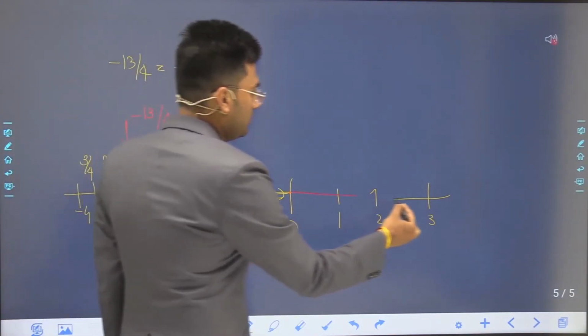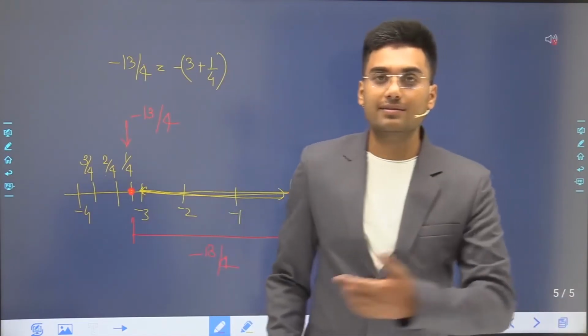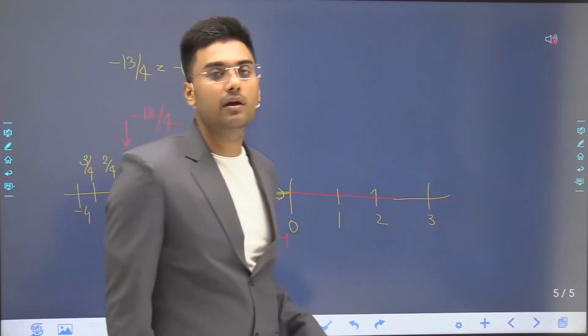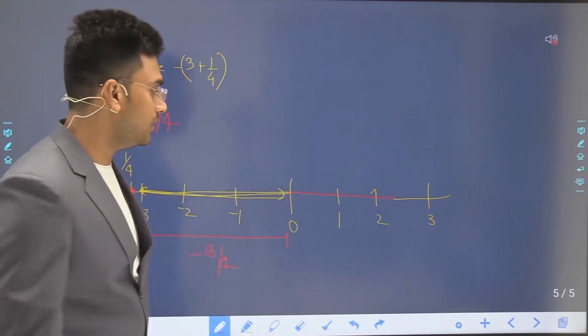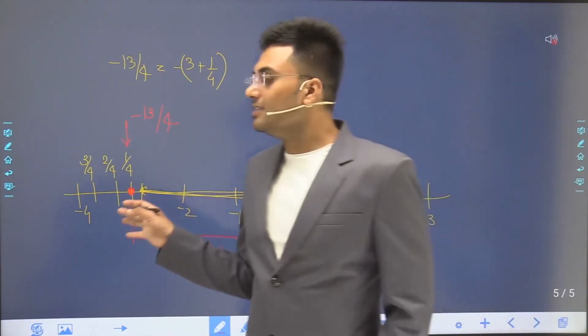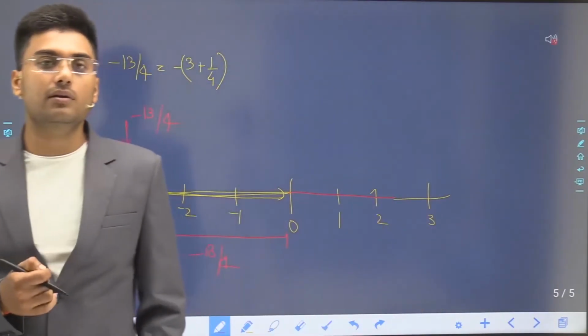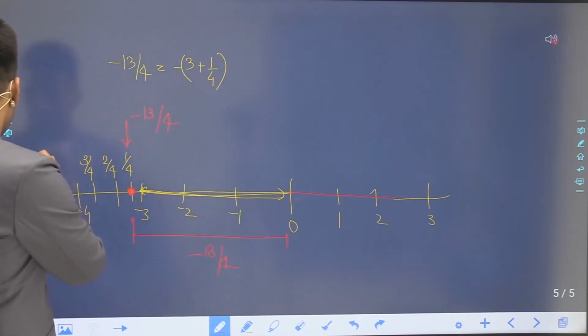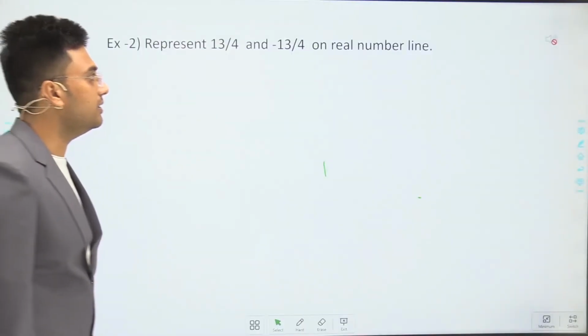Okay, so this is the representation of minus 13 by 4, and on the previous page we represented positive 13 by 4 on a number line. So by using this method we can represent fractional rational numbers on a number line. Let's come to our slide.